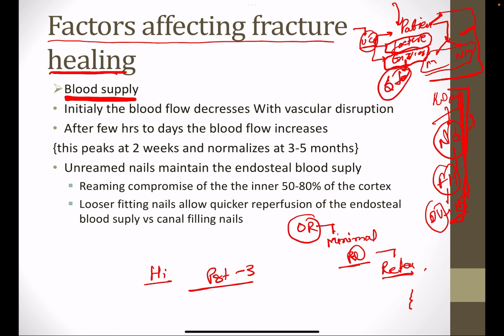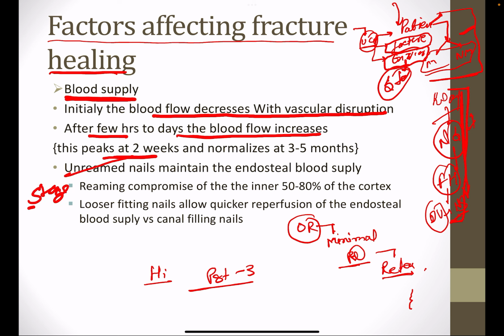Now, what happens is when the fracture actually happens, the blood flow decreases with vascular disruption. After few hours to days, blood flow increases. This peaks around 2 weeks, which is stage 2 of soft callus, where we all know that neovascularization happens and cytokines get flushed off. It peaks and it normalizes in 3 to 5 months.